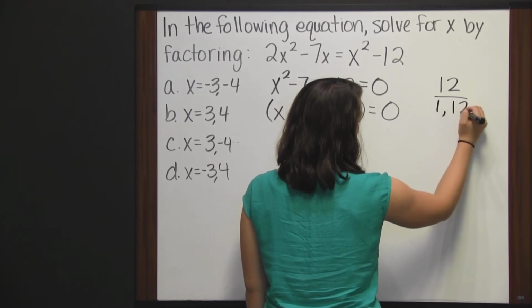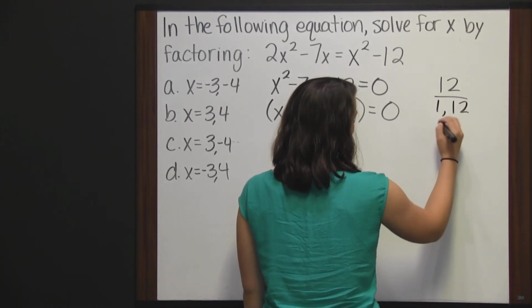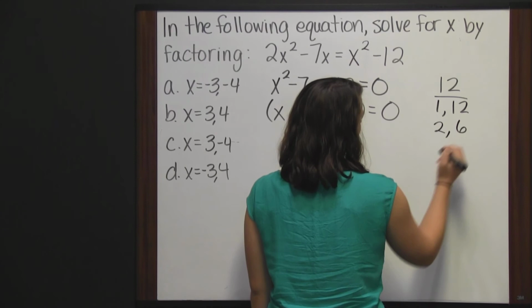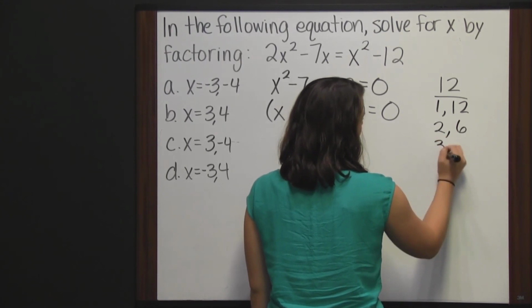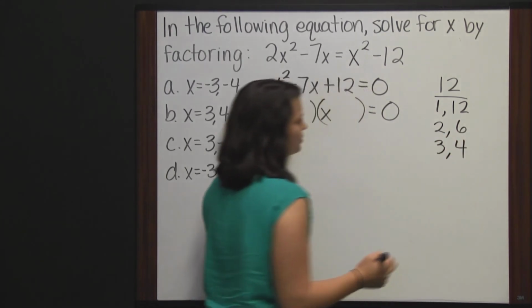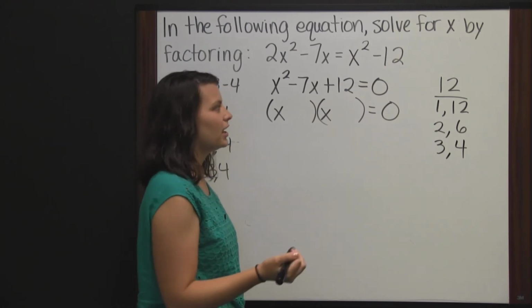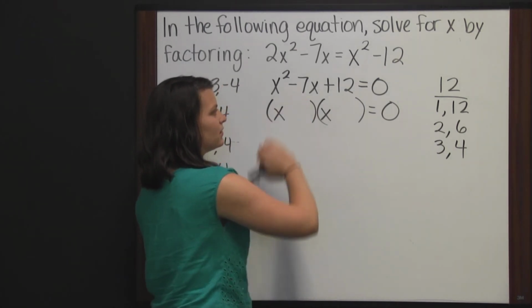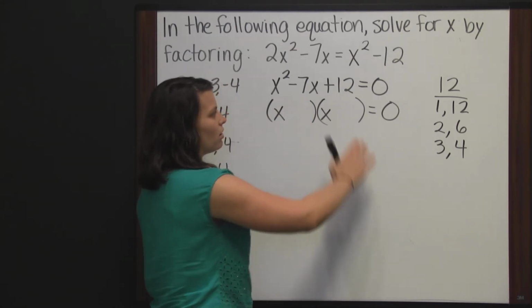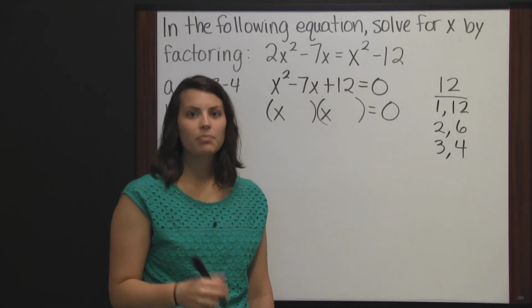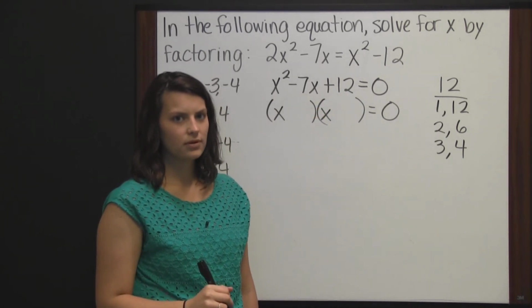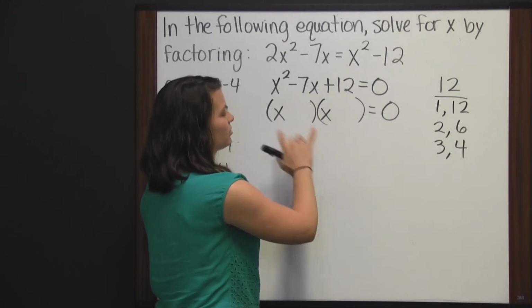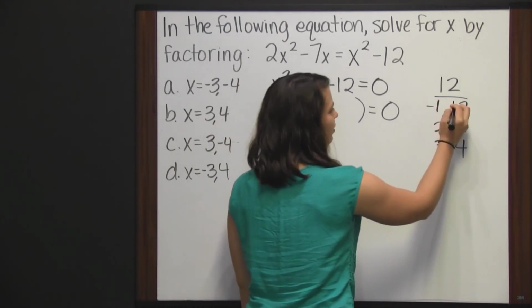1 and 12 are factors of 12. 2 and 6 are factors of 12. And also 3 and 4 are factors of 12. Now again, these numbers have to add to give us a negative 7, while also multiplying to give us a positive 12. The only way these numbers can do both those things is if they're both negative.